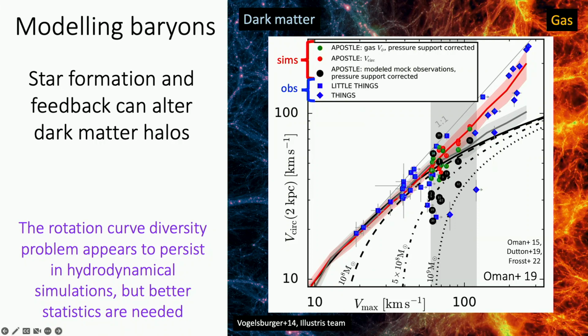Now, part of the problem here is that there is no selection function that quantifies any of the points on this diagram. In other words, we don't have big enough samples of nearby galaxies to specify how exactly we've selected them, and we don't have big enough samples of simulated galaxies to do the same. And so it may just be that we're looking at very different subsets of two very different populations. What's really needed here are population-level studies where we're sure that we're selecting galaxies in the same way, to try and get at the root of this diversity.